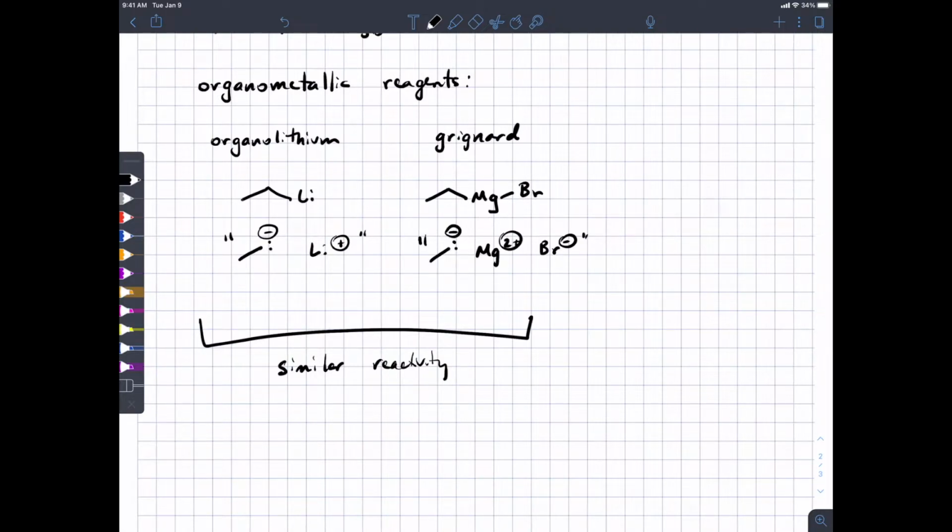Reality is more complicated than that. As with the organolithium reagents, some of these reagents can aggregate in larger assemblies. Sometimes the magnesium is bonded to 2 alkyl groups instead of 1, but we're going to think of it as reacting just as a single carbon ion. All right.